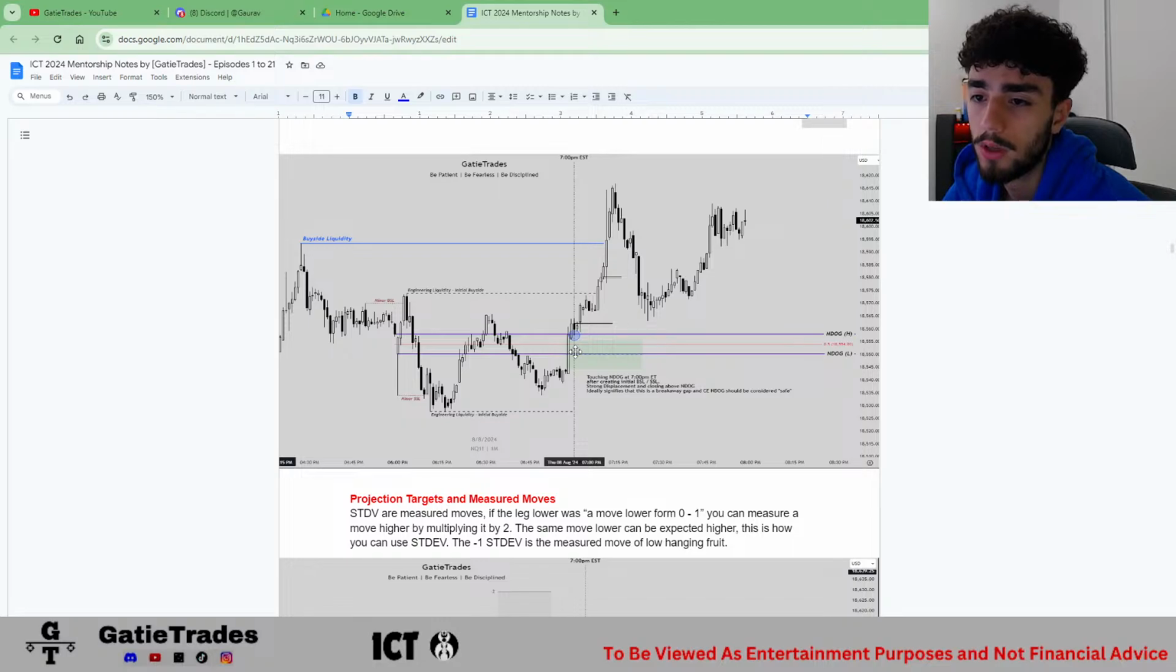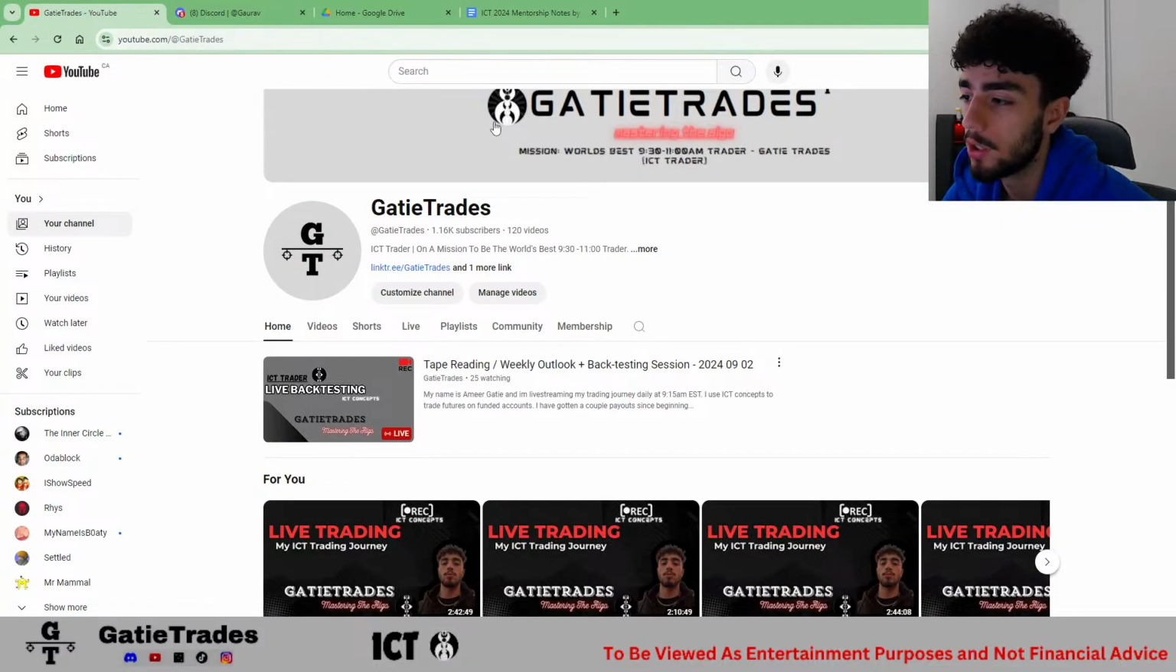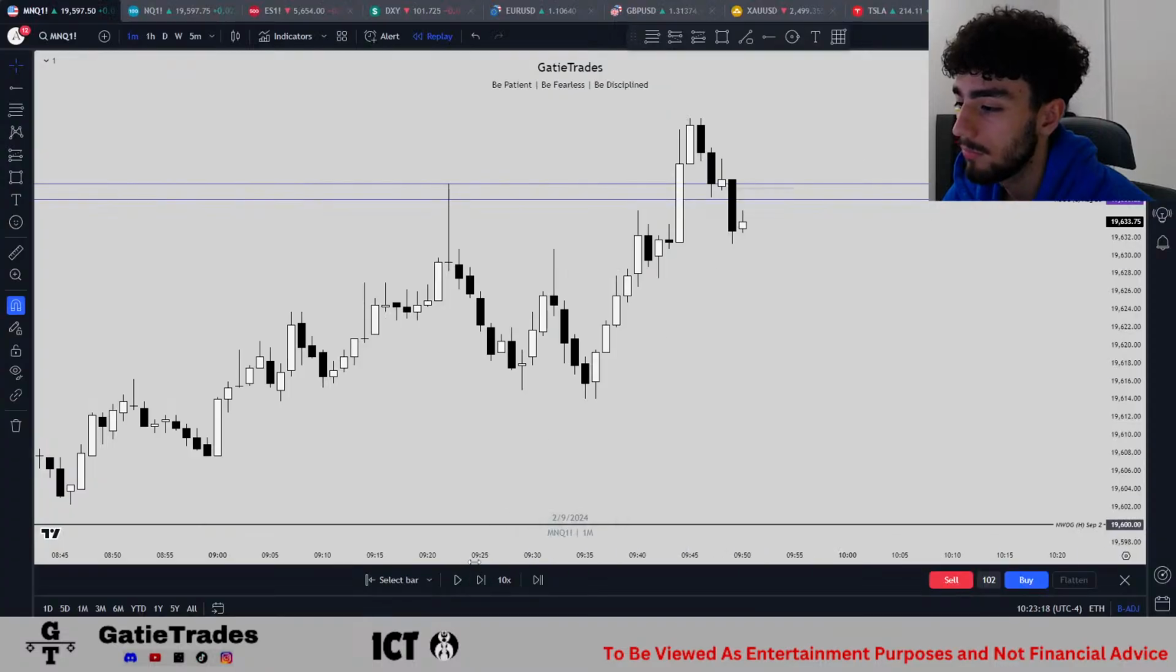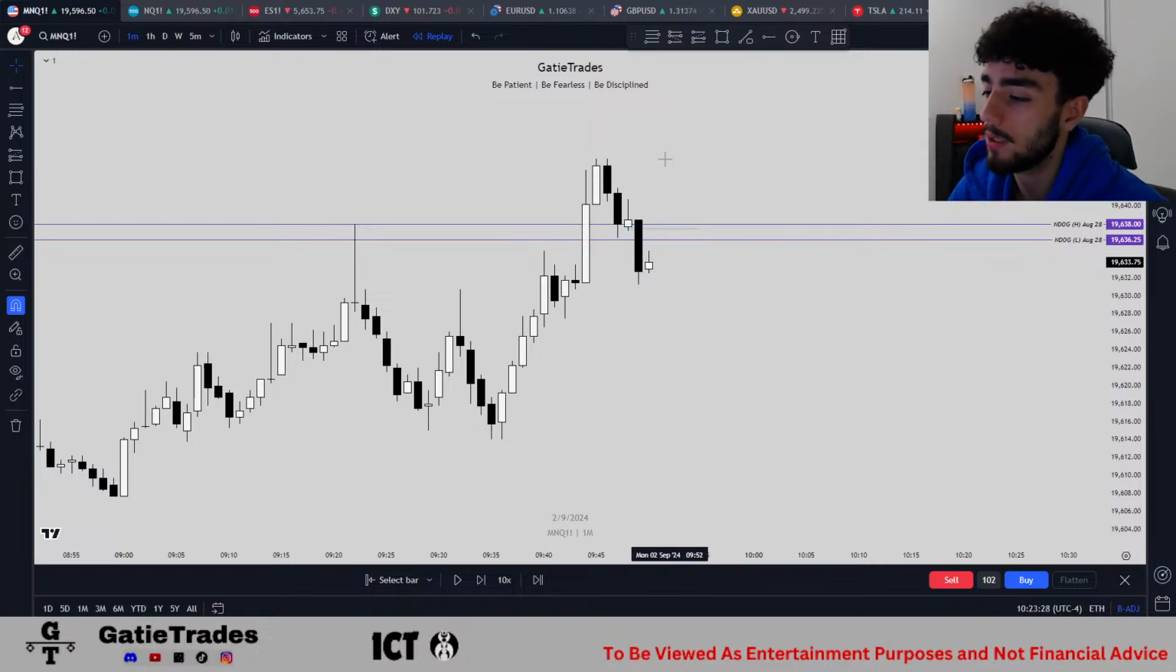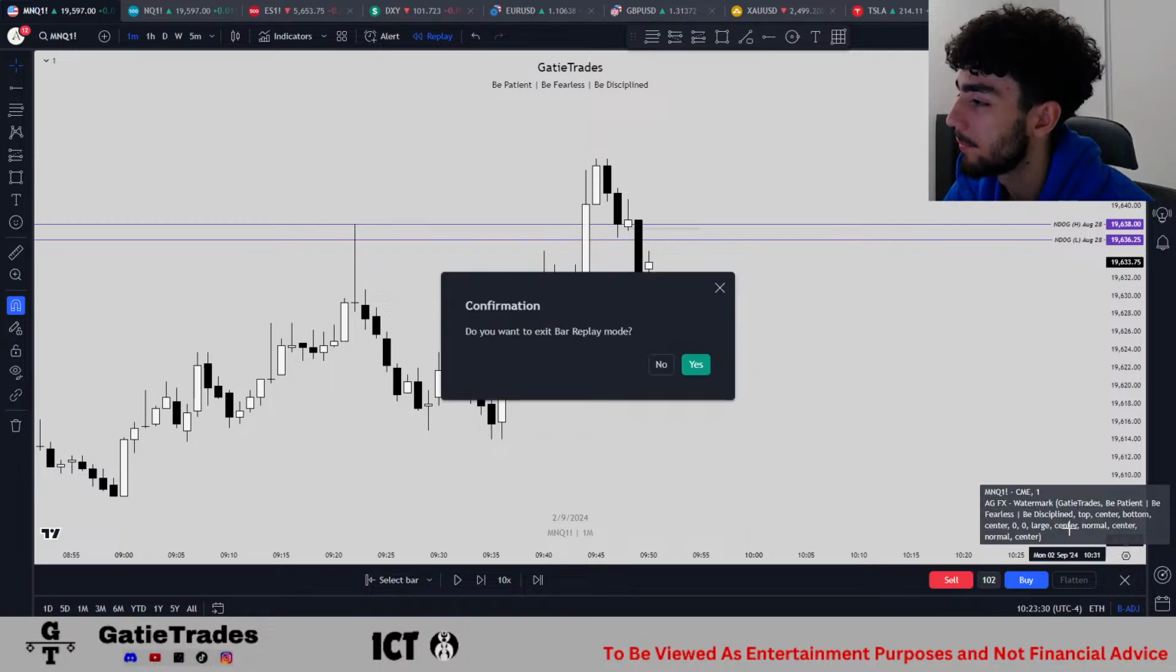What's the full form of NDOG? NDOG stands for new day opening gap. So when the market closes, it's going to open up the next day, right? So it's going to close at 16:59, closes for 1 hour, then opens back up. That difference in price is your new day opening gap.